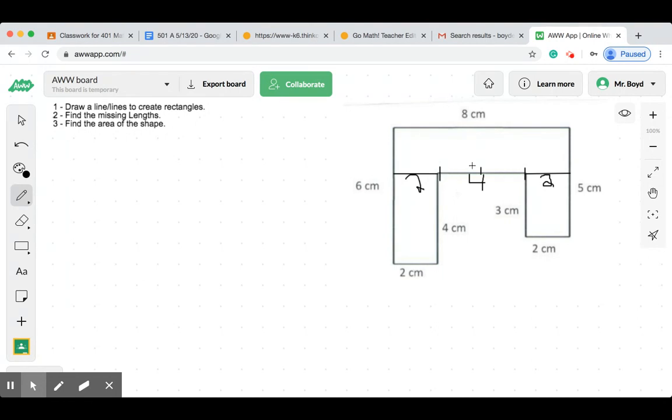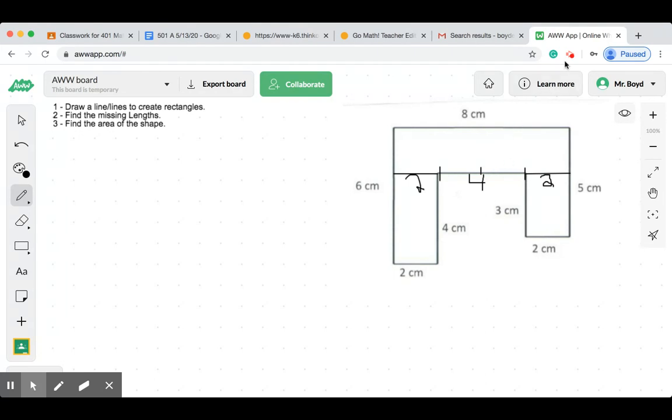So I used opposite sides to know that this entire length was 8 centimeters. And then I used opposite sides to know this part was 2, to know this part was 2. And again, I knew the whole total had to be 8. So 2 plus 2 is 4. 8 minus 4 will equal 4. And I know that this length is 4 centimeters.